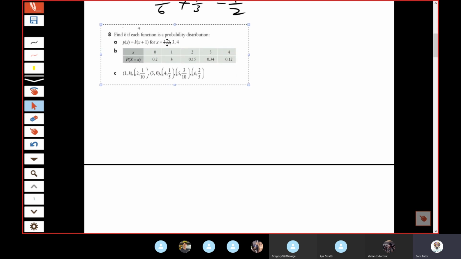Find K if each function is a probability distribution. Okay, if it is a probability distribution, that means when I sub it in and I add them all up, it has to equal 1. We understand that now.